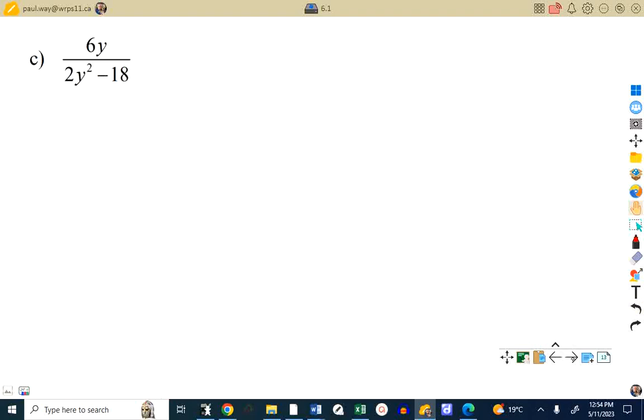6y over 2y squared minus 18. So I'm going to tell you right now that there are non-permissible values here. Y is not allowed to be equal to something. What? Or how can I figure out what it's not allowed to be? Is the non-permissible value 3? Pardon me? Is it 3? It is 3. That's one of them. But how can we find that? Because I know looking around the room, not everybody sees where you're getting 3 from.